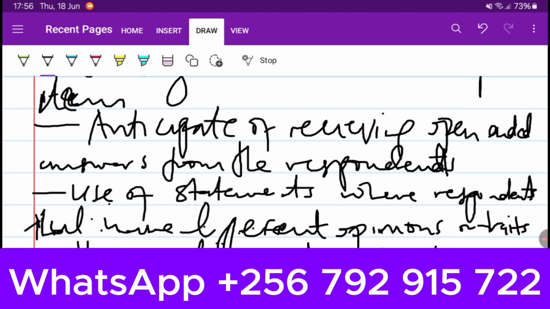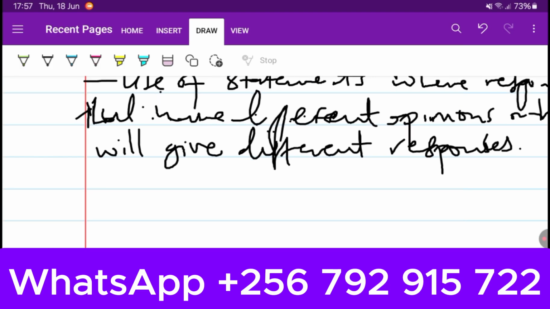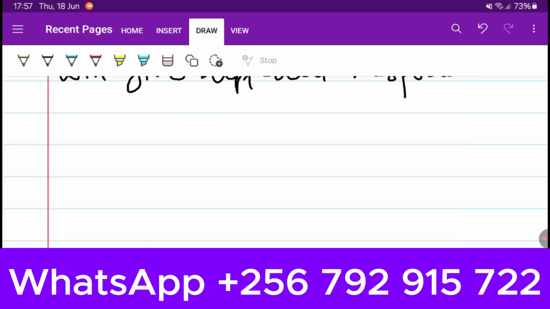So that's basically what we can talk about as far as the questionnaire is concerned. I've taken much more time explaining the research questionnaire because I know it's one of the methods that we can use to collect information, especially from a very large population or a very large sample size.